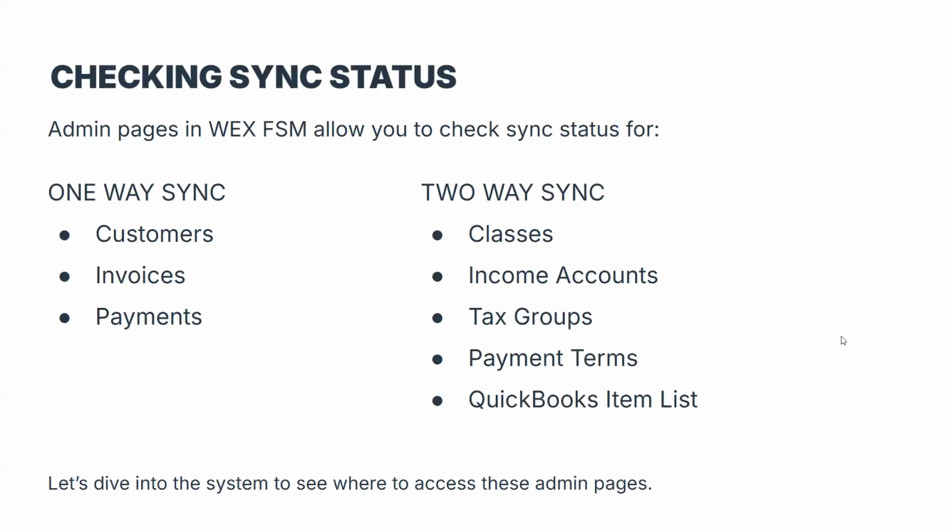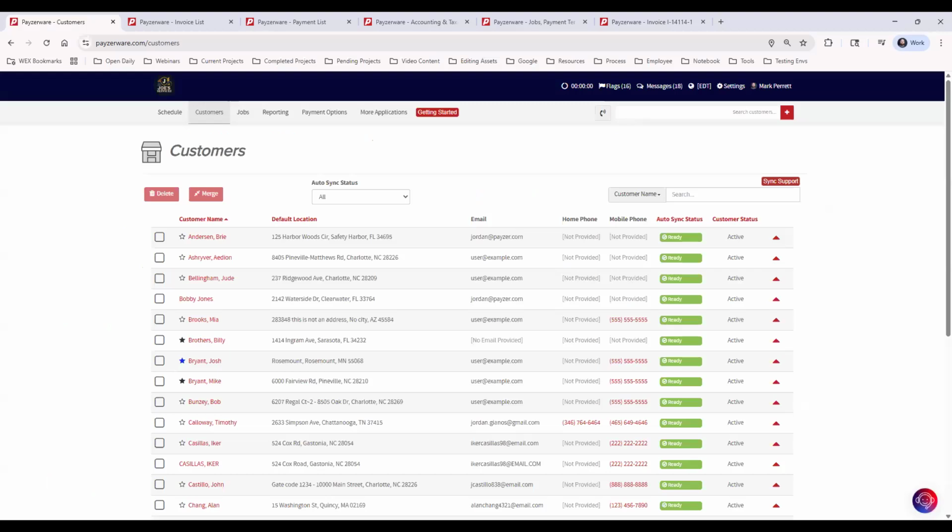Next, how can you check sync statuses? And we're going to jump into the system here, but I just want to show you. There's admin pages inside of WEX FSM that will allow you to check the sync of your one-way sync items, your customers, invoices, and payments, and your two-way sync items, your classes, income accounts, tax groups, payment terms, and QuickBooks item list. So now let's jump into WEX FSM to take a look at where you can actually see these syncs happening in real time.